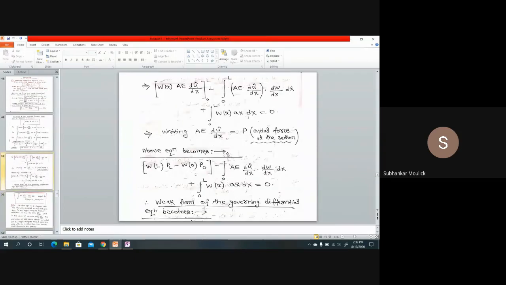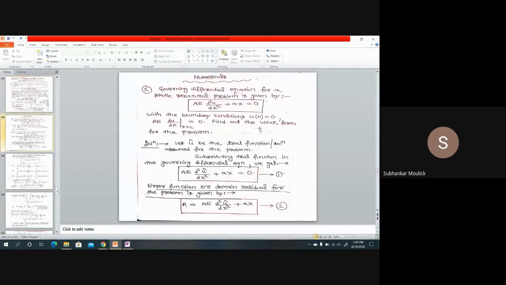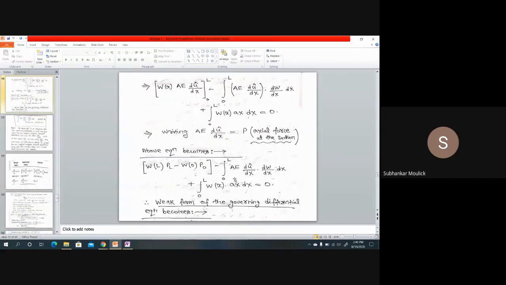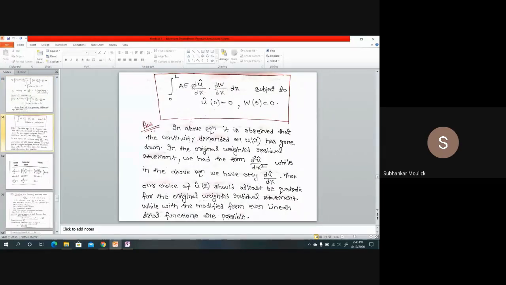This term, integral 0 to L A into E du cap over dx into dw by dx into dx. This particular term is called the weak form of this particular problem. See, in this problem, the differential order of the unknown parameter u is 2, and in the weak form you have weakened down the order of the differentiation.